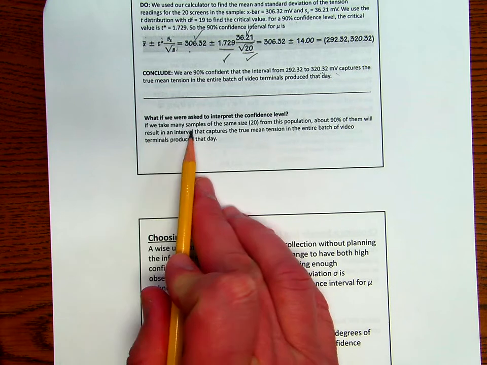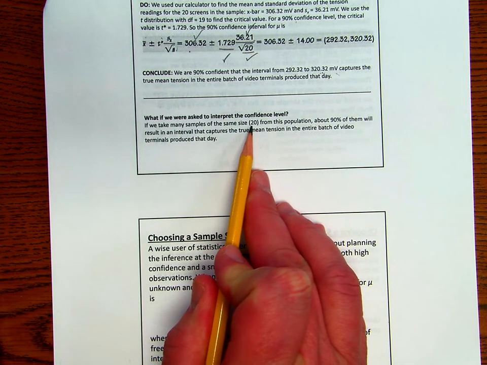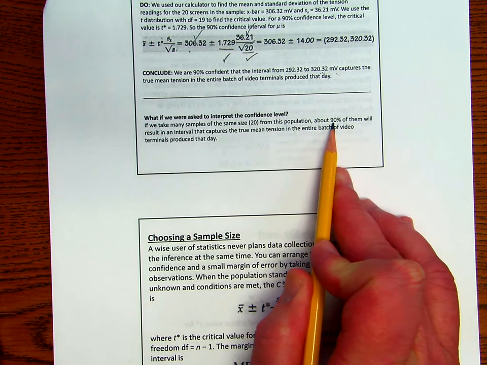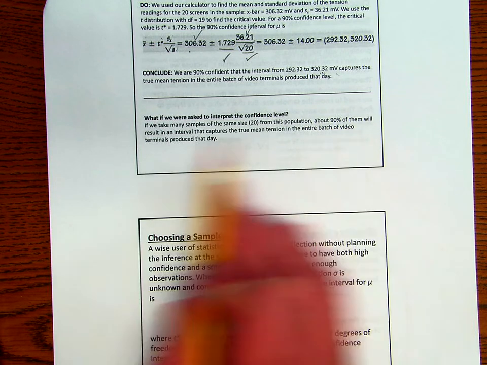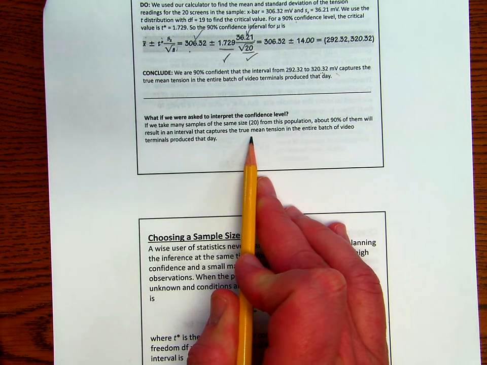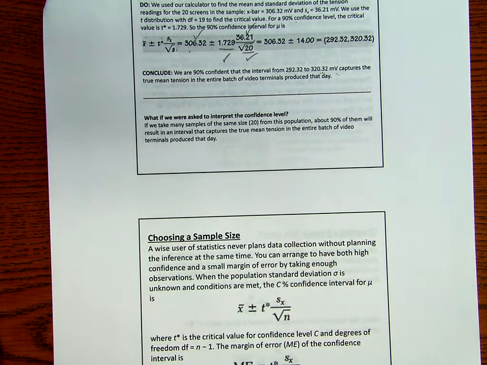Okay, so what's the generic thing? If you're to take many samples of size, whatever, specific to this problem, you want to have the about, whatever the confidence level is, result in an interval that captures the true mean. That will be generic to all of them, and then specific to this problem, the tension of the mesh wires.